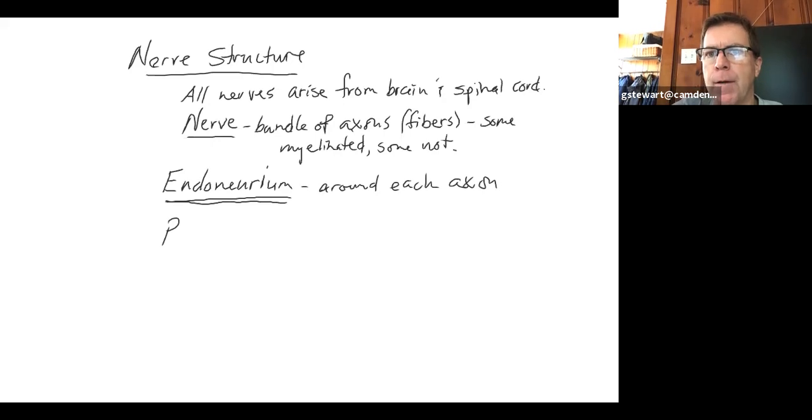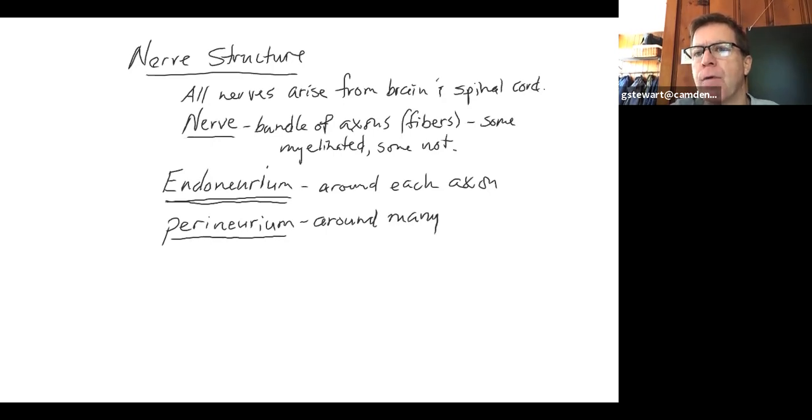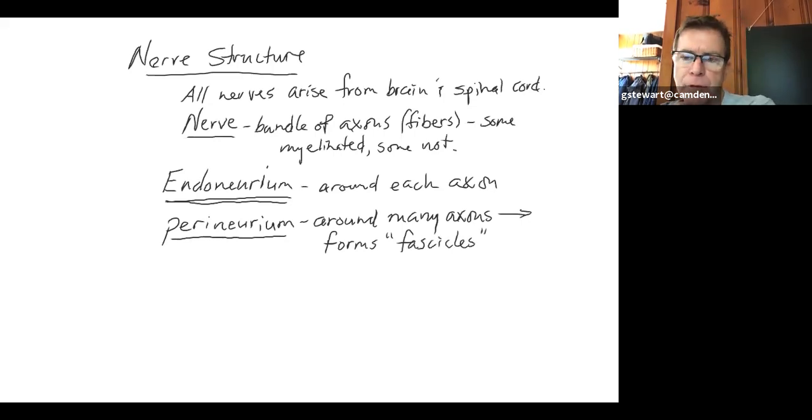And then perineurium, we just use the suffix neurium, instead of mysium, to know that we're talking about a neuron. Perineurium is coarser connective tissue that bundles up a bunch of axons. So this is around many axons that are already wrapped in endoneurium. And guess what? Forms bundles called fascicles, just like in a muscle. So we're just making bundles and bundles of things.